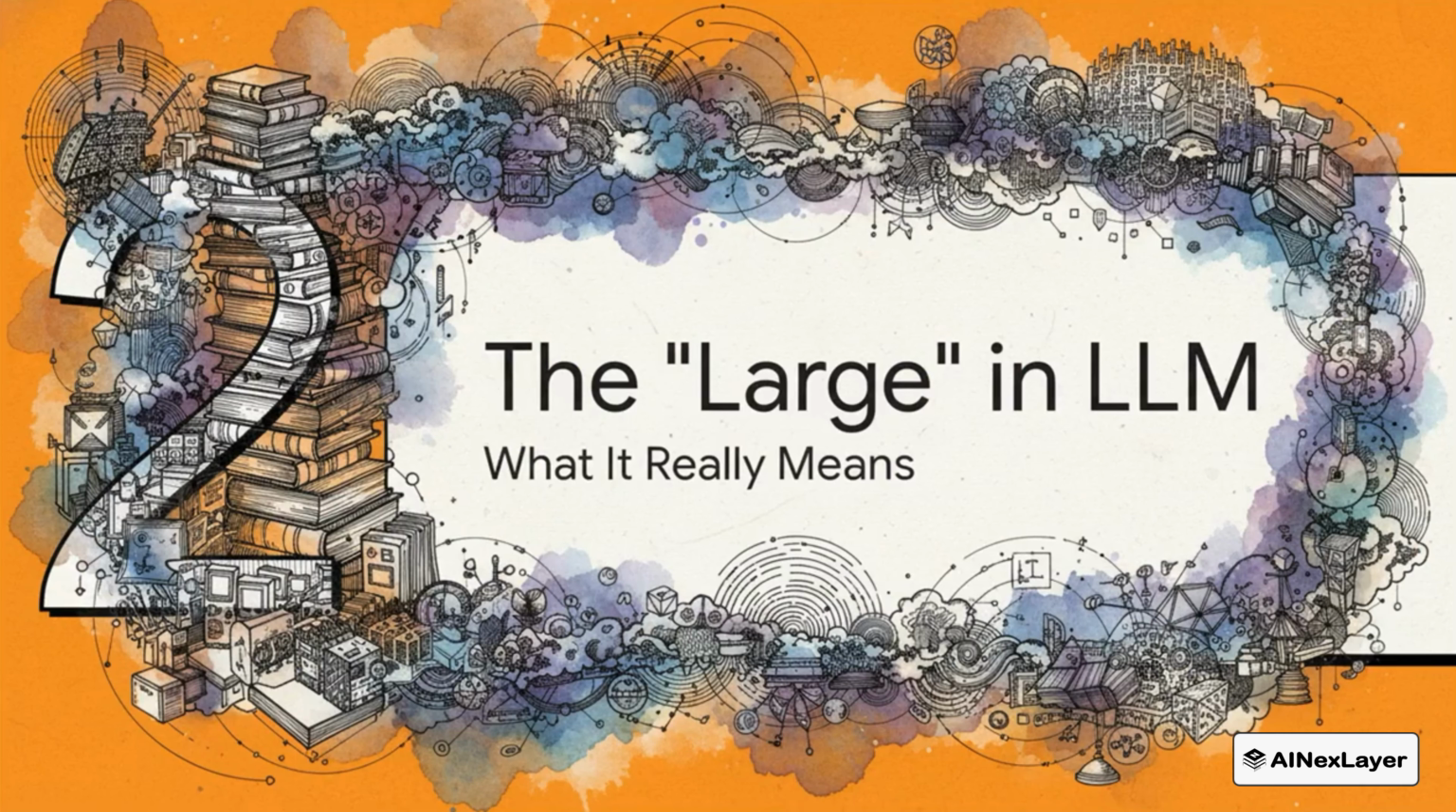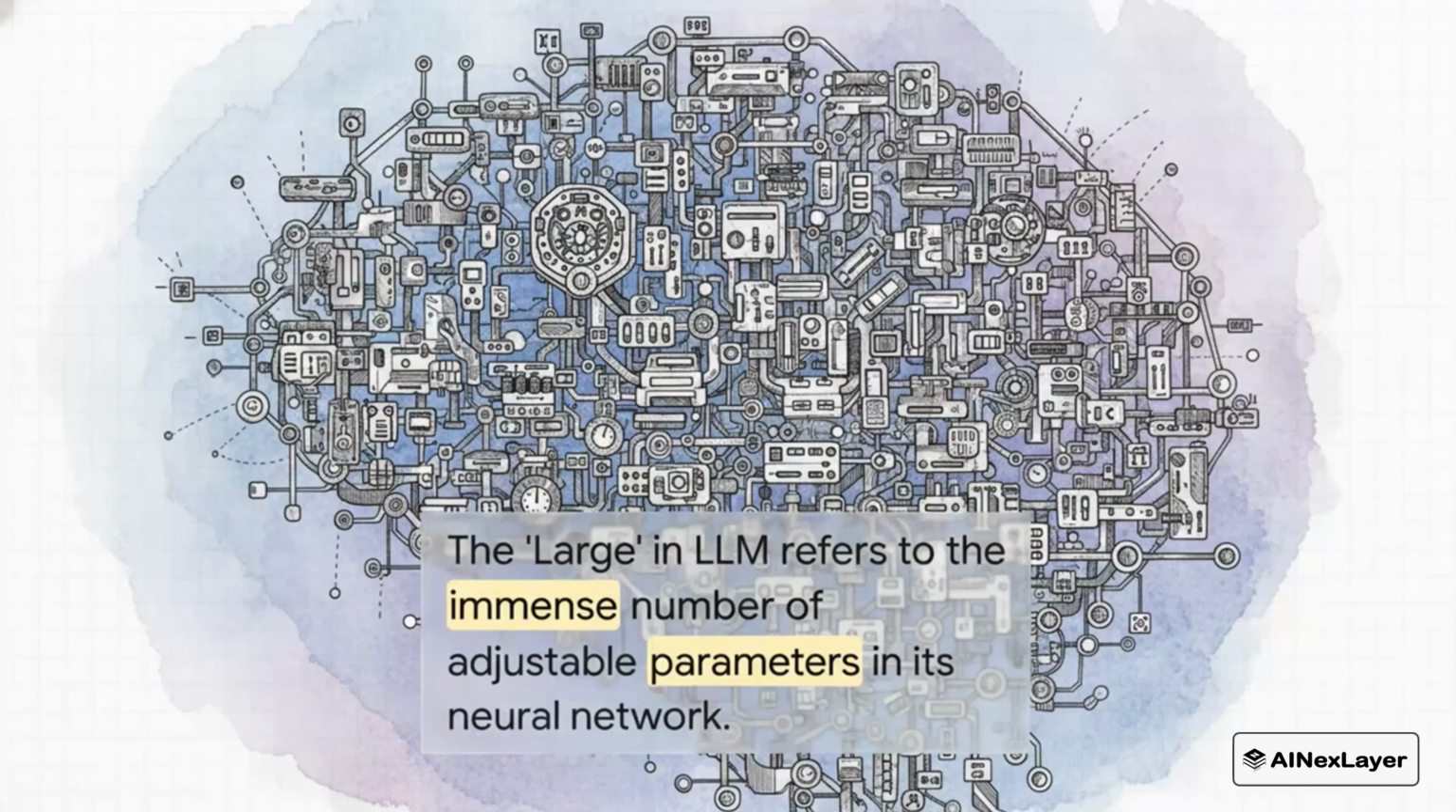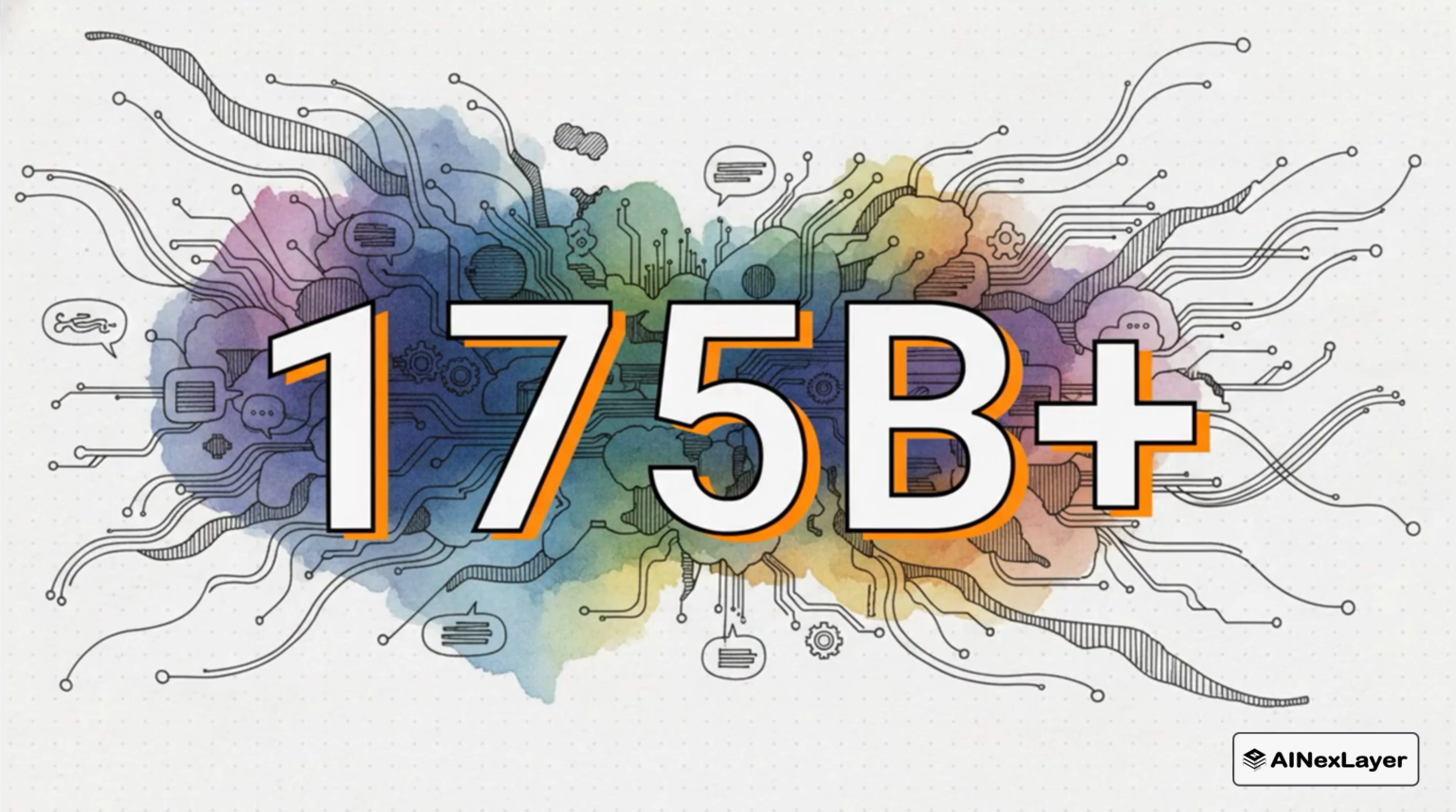Okay, so what about the large part of large language model? That one word is actually the key to this whole thing. It has nothing to do with physical size. When we say large, we're talking about the insane number of adjustable parameters inside its neural network. You can think of these parameters like billions of tiny little knobs, each one getting tweaked and fine-tuned during training to capture every last nuance in the language it's learning. And the scale is just, well, it's staggering. Modern models like GPT from OpenAI have over 175 billion of these parameters. That's what gives them the raw horsepower, the sheer capacity to generate language with so much nuance and complexity.